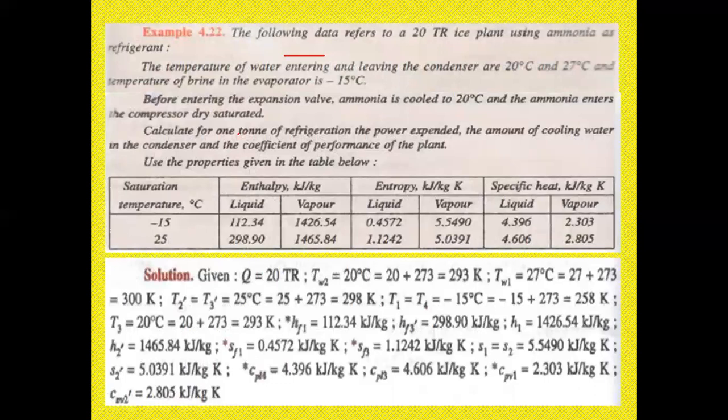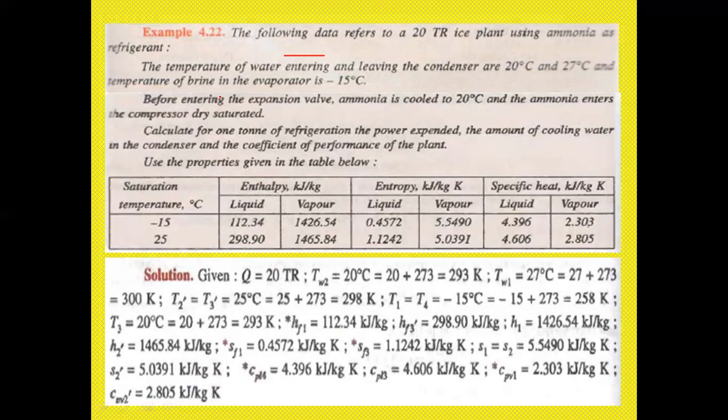The following are the data. The following data refers to a 20 ton ice plant using ammonia as a refrigerant. So in this question we are using ammonia as a refrigerant, and the capacity is 20 tons per ice plant. It depends upon the question.